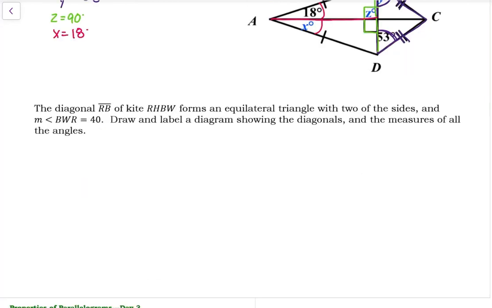Okay, the diagonal RB of kite HRWB forms an equilateral triangle with two of the sides. So let's draw our kite. It looks something like this. We'll call it HRWB. And we know RB is a diagonal, and it forms an equilateral triangle with two of the sides. And angle BWR is 40 degrees. So we're going to draw and label a diagram showing the diagonals and the measures of the angles.